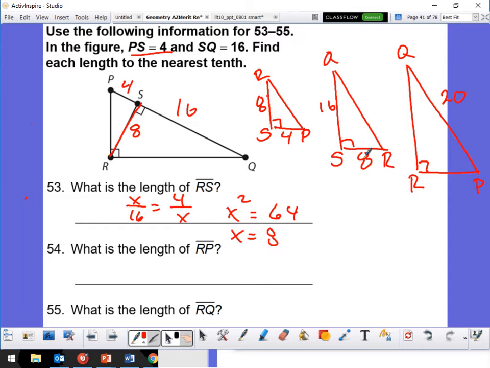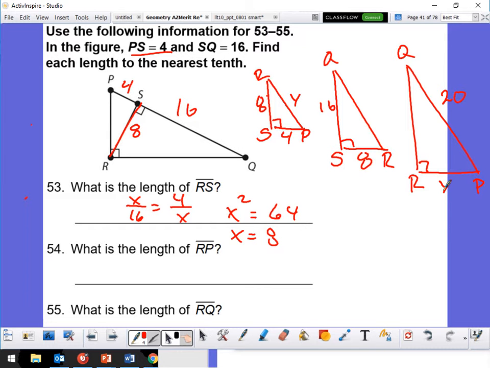Now the next thing it's going to ask for is RP. RP is this one right here, isn't it? Since it's this one right here, I could do the Pythagorean theorem. Or I could actually do the same thing again, because RP is over here, isn't it? It's also there. So I could do, it was X over, but in this case I'll do Y. So Y over 20 equals 4 over Y.